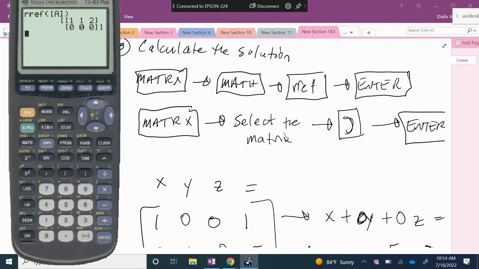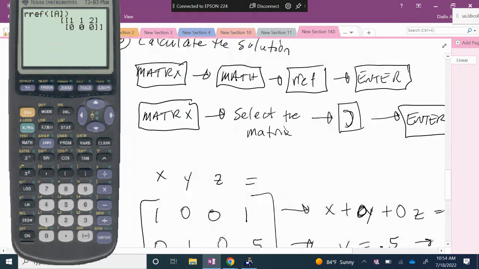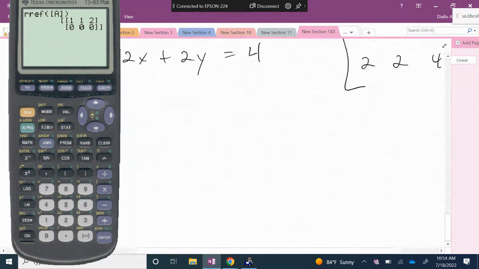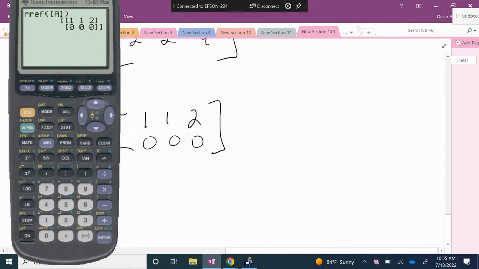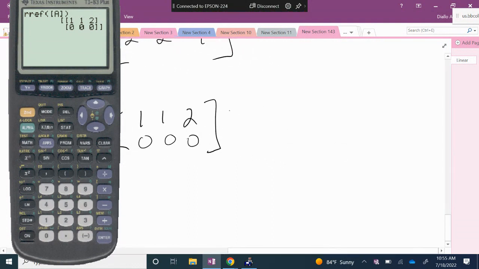All right, so we have used reduced row echelon form, and it has spit out that coefficient matrix. So I'm going to write that down. So this is 1, 1, 2, and 0, 0, 0. So if I were to read these things out, that first row would actually be an equation. I would have x plus y is equal to 2. And that doesn't really give me a solution for either x or for y.